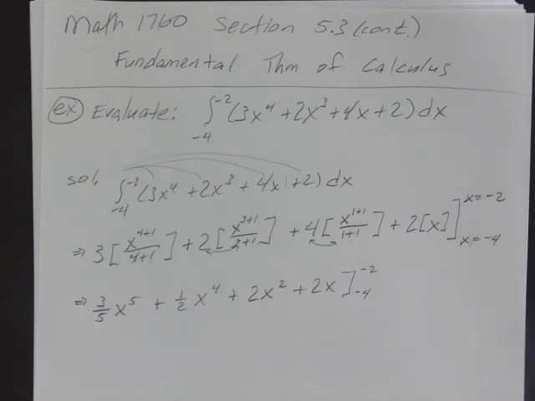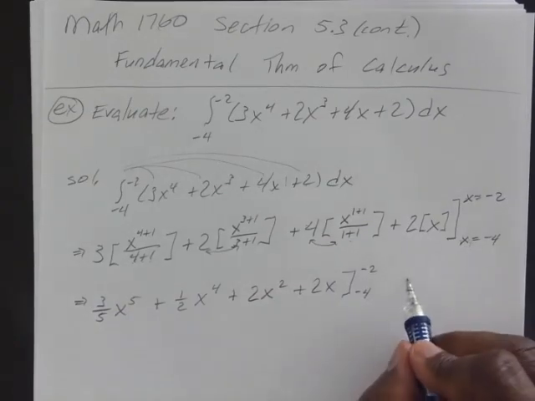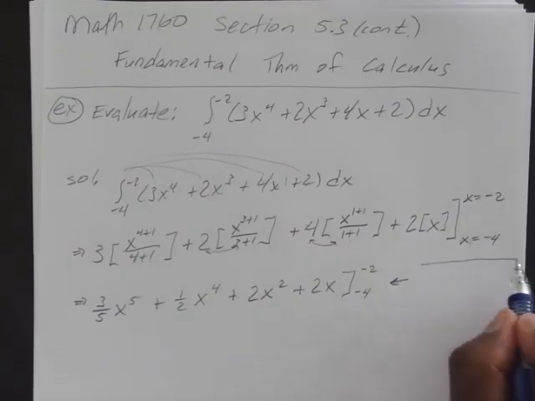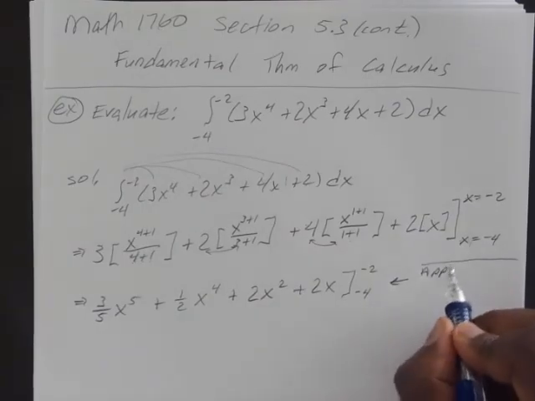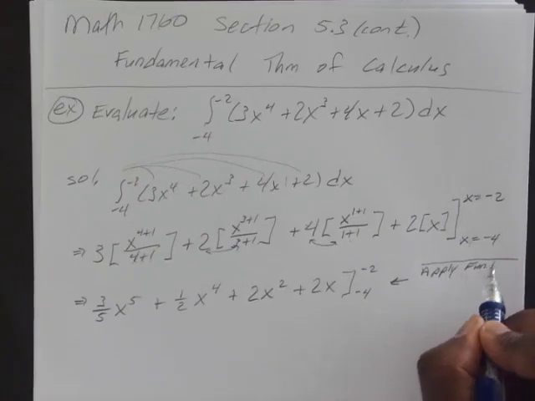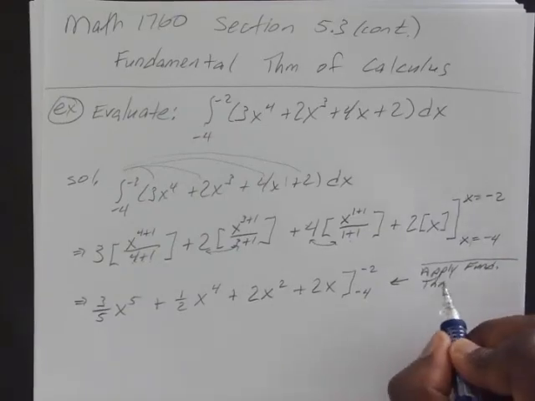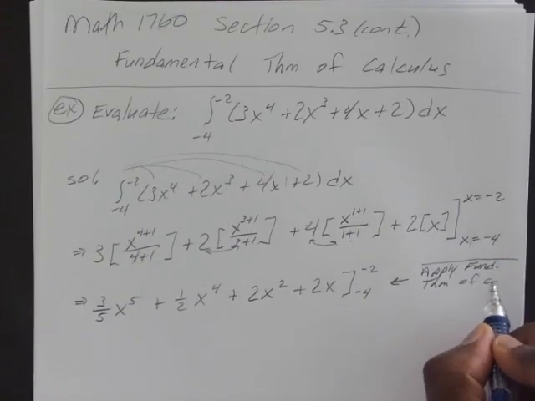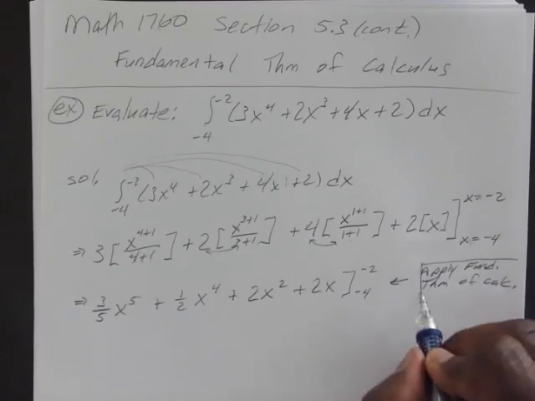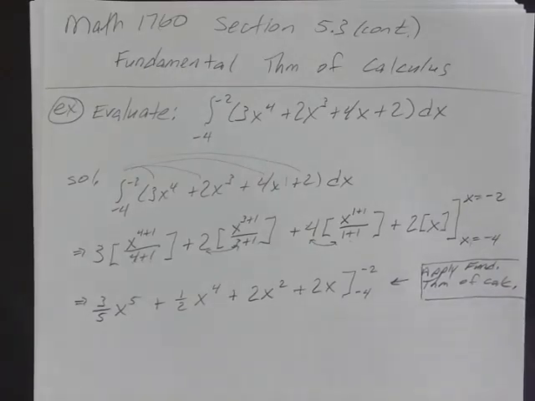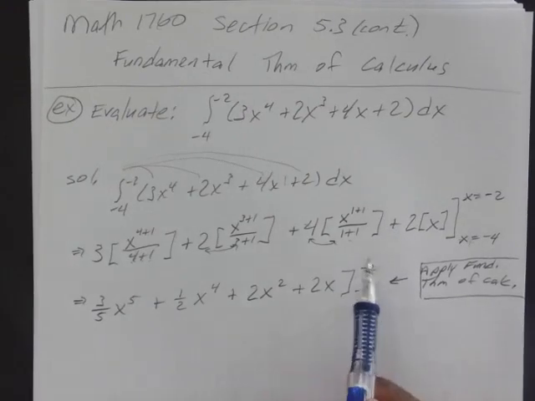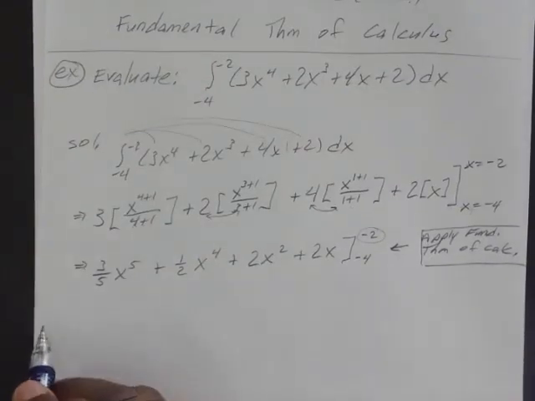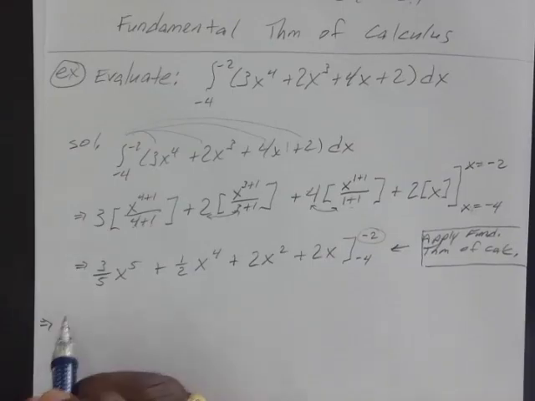So once you have it integrated, now you just apply the fundamental theorem of calculus. So first thing we do is we plug in our upper bound. So we're going to plug in that -2. And I'll move this over as far as I can to try and squeeze it all in here.